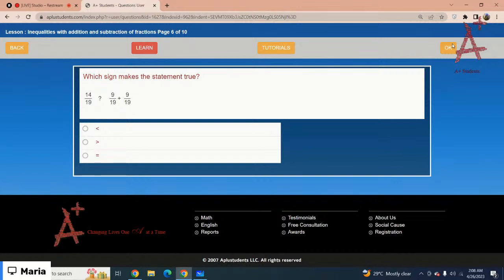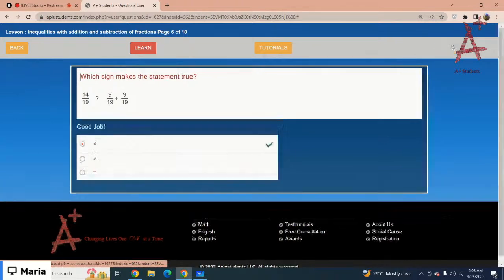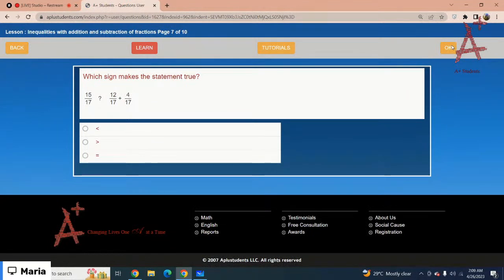9 plus 9 equals 18 over 19. Got it? So 14 over 19 is less than 18 over 19. Option number 1 is the correct option. It would be less than. Very good, Evangeline. Okay, the next one is 15 over 17 and 12 plus 4 over 17.